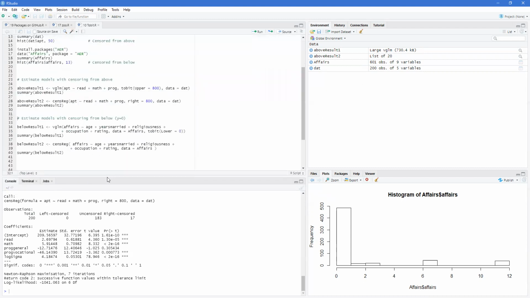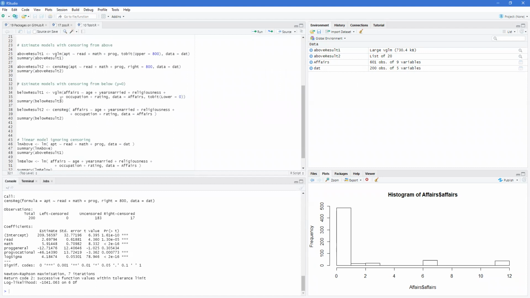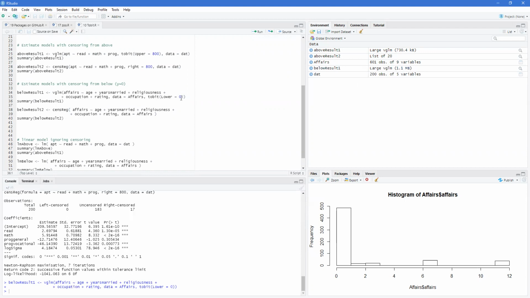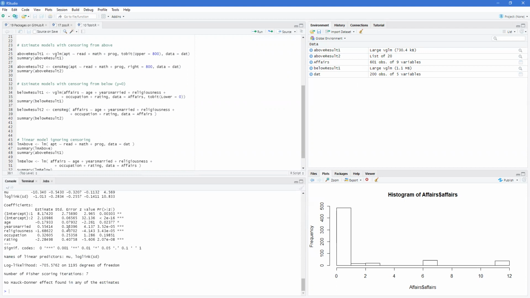Now, what about censoring from the left? Well, that's our other data set where we're looking at the number of affairs. And we censor from below. We just have to tell it that the lower is 0. We can get the results with our intercept 2 being our Tobit adjustment. And then SenseReg, same thing again. It defaults to the lower bound being 0. So it assumes that 0 is the boundary case that you're looking for. So it's centered at 0.